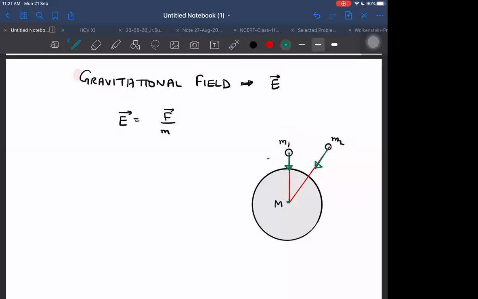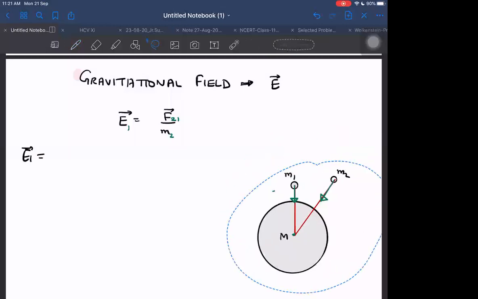Force acting on the second body due to the first body, divided by the mass of the second body, will give us the field due to the first body. Field due to the first body is equal to the force acting on 2 due to 1. Let me write it down. What is E1 meaning here? E1 is not in this diagram. This is not based on the diagram. The diagram is separate now.